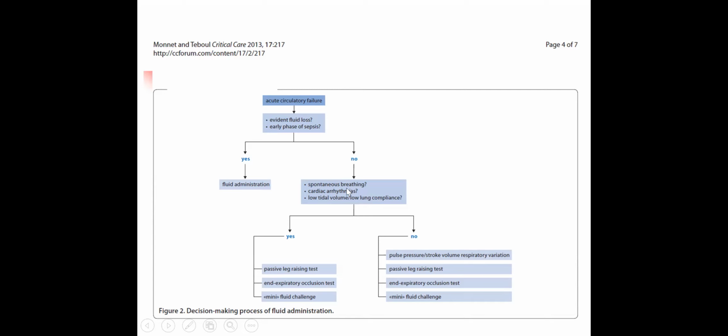If the answer is no to all of these, then you can use pulse pressure or stroke volume respiratory variation, the passive leg raising test, the expiratory occlusion test, and the mini fluid challenge. So all these three, plus other dynamic indices like stroke volume variation, which is influenced by mechanical ventilation, can also be used.